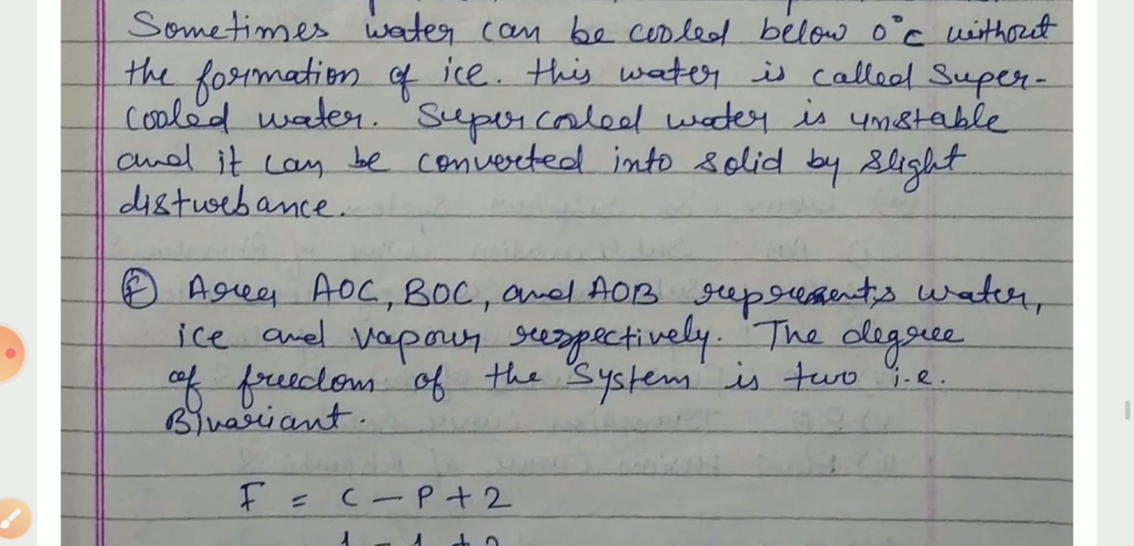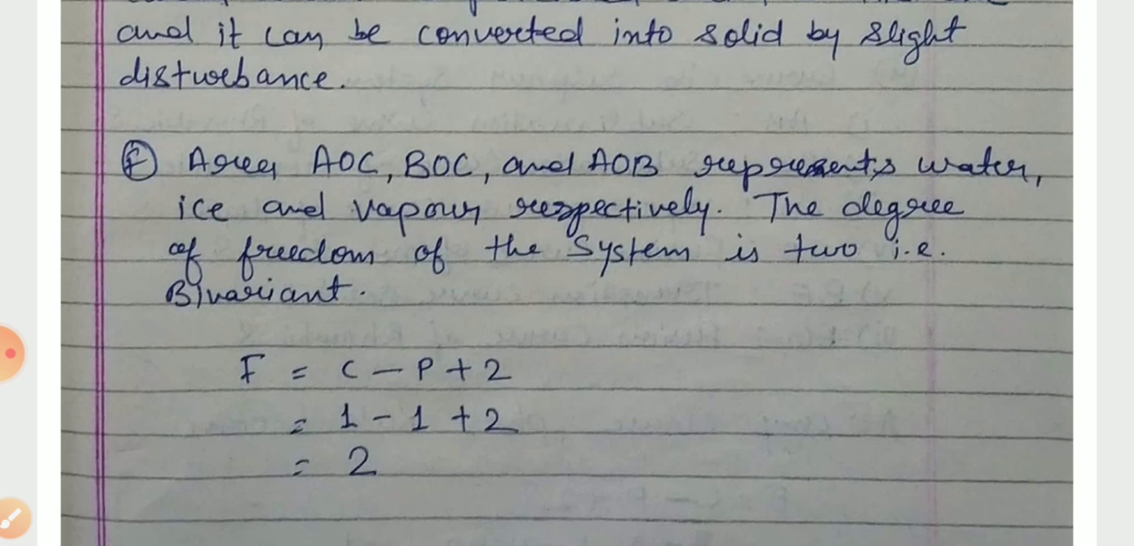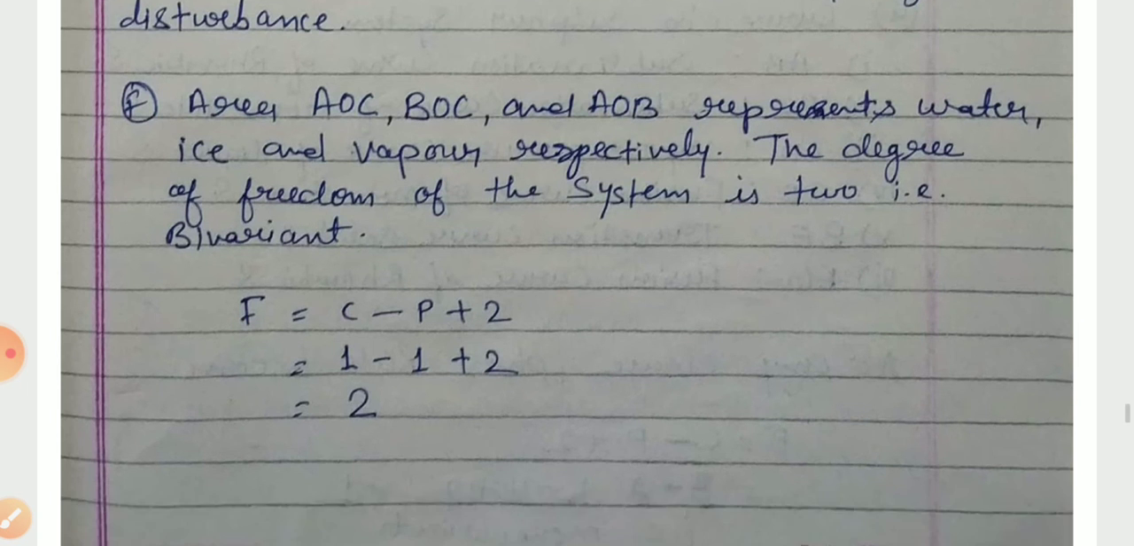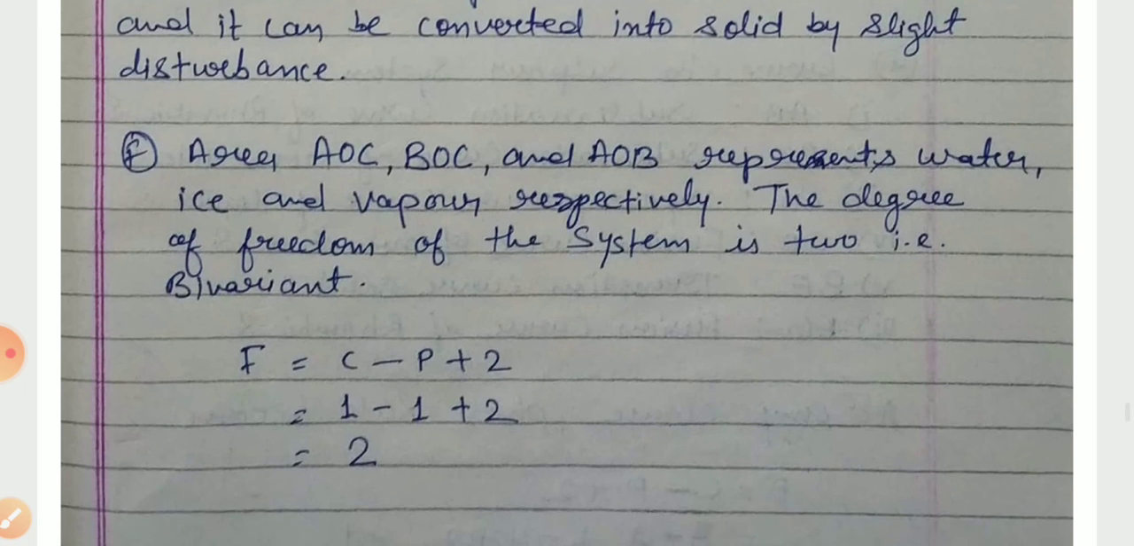If you calculate the degree of freedom for this, the component is 1 and the phase is 1, which is liquid. The water, liquid, and ice are represented by this diagram, and the degree of freedom will be 2, because the 1 is cancelled by the 1, and you will get 2 for this kind of metastable system. So this is all about the one-component system of water. Thank you.